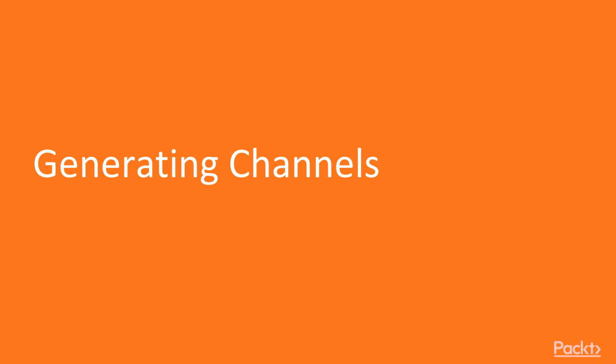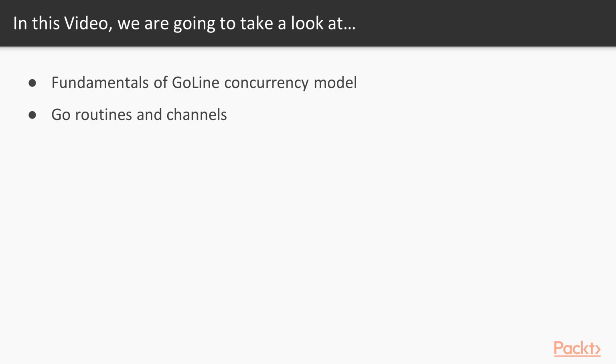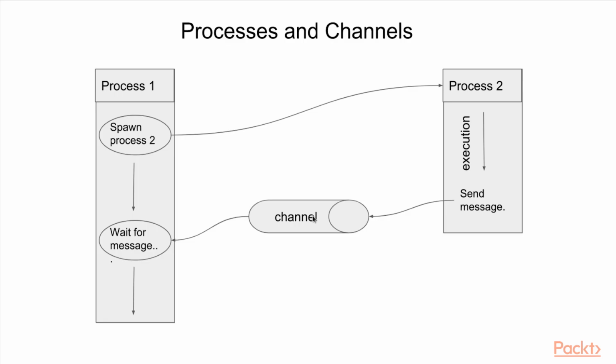Hi, in this episode we will learn the fundamentals of the Golang concurrency model, namely coroutines and channels. First, we will do a high-level overview of these primitives, and then we will implement our example. So, to begin, let me show you an example.